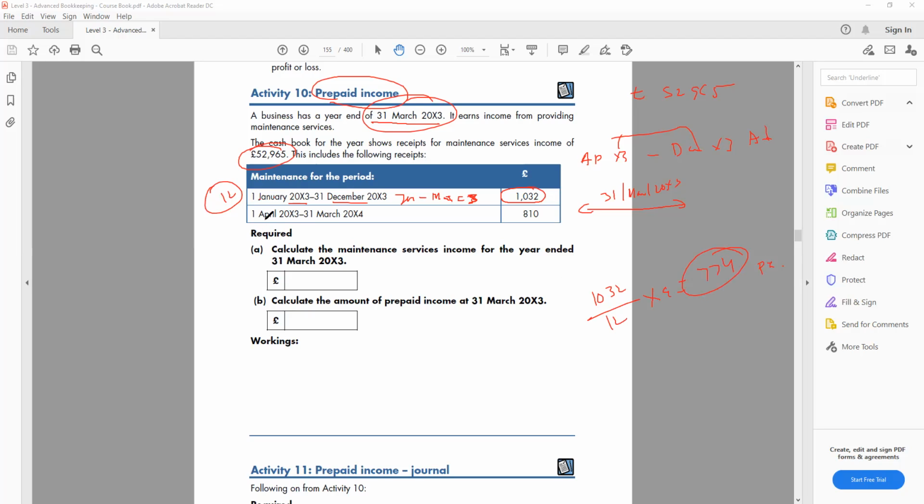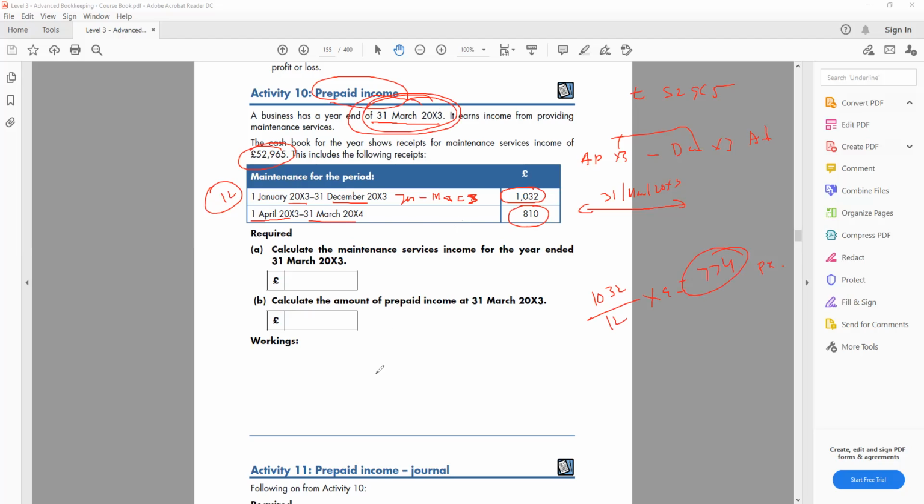And the next one is saying 1st April 2003 till 31st of March. That is completely prepayment, isn't it? April starts after my year end. My year is ending 31st of March 2003. This one starts from 1st of April. That means it is completely prepayment. So this one is for the next period, not for this period.